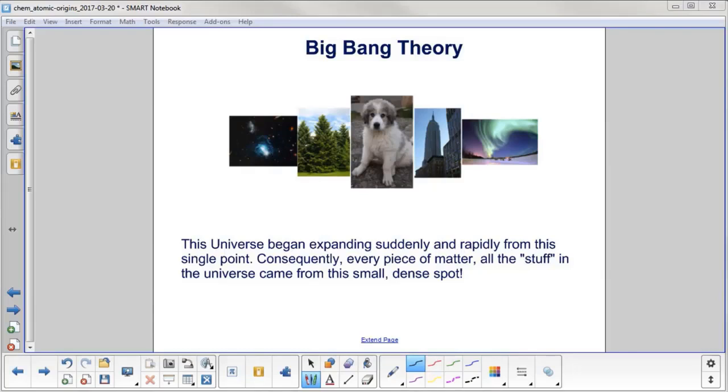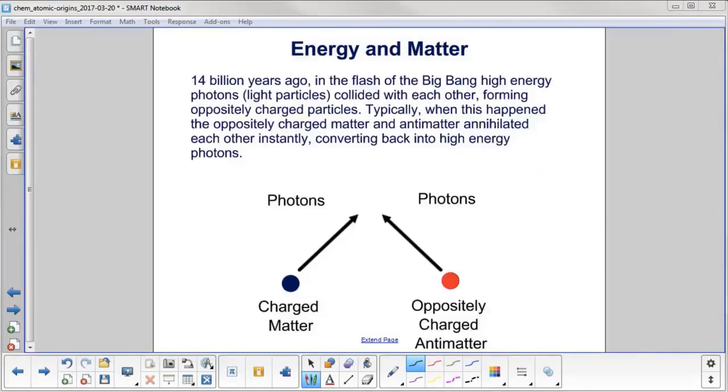Now, one question is, where did that spot come from? And there's conflicting theories on that too. String theory actually attempts to explain it as the intersection of two previously existing universes. But we're not going to go into that here. It's just very interesting stuff.